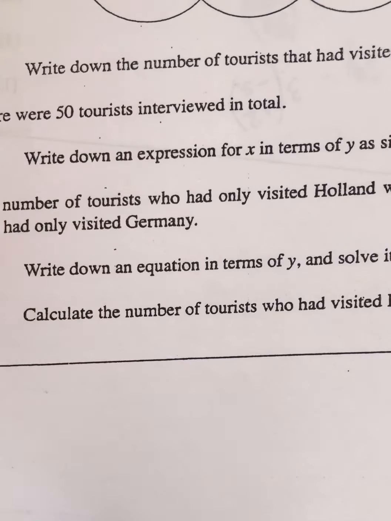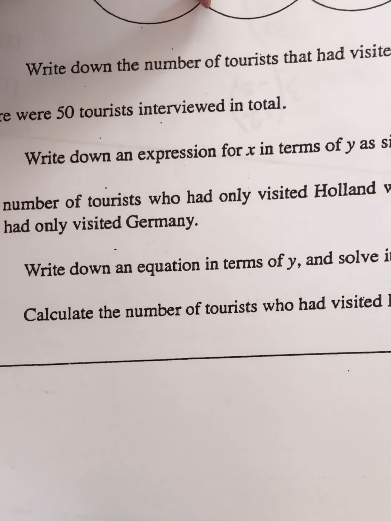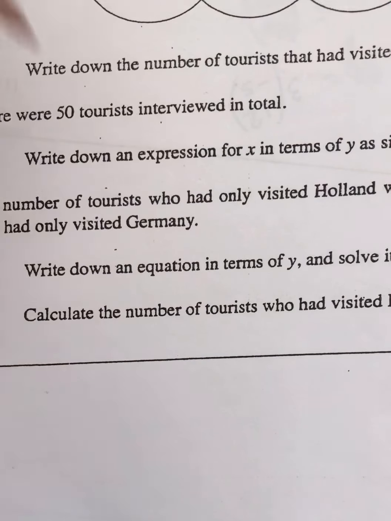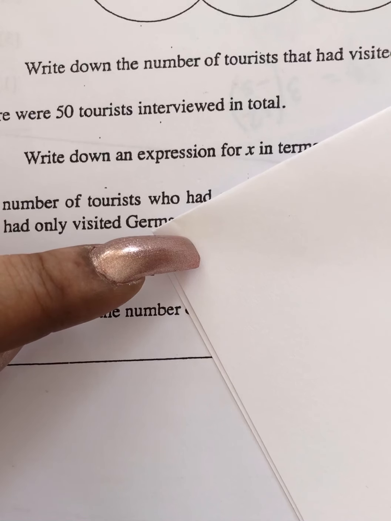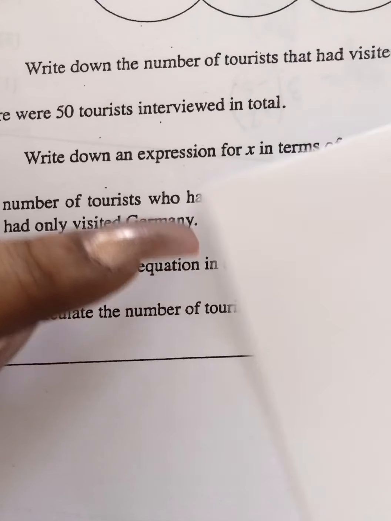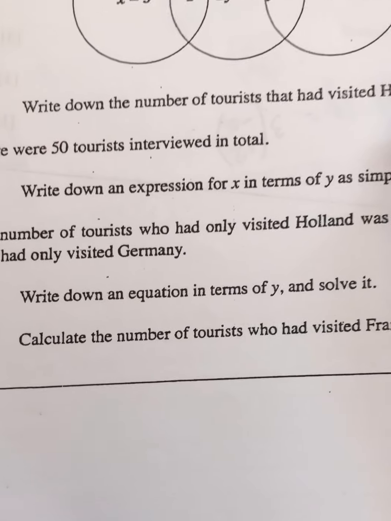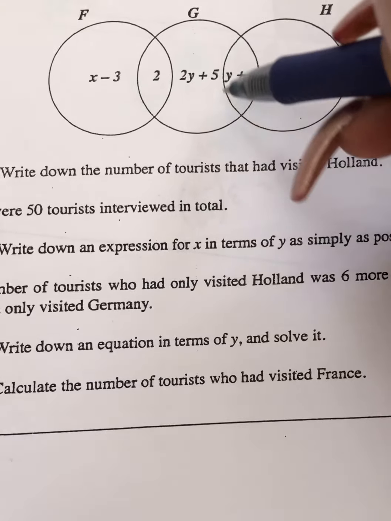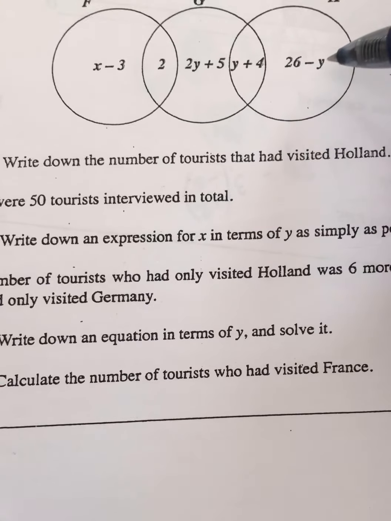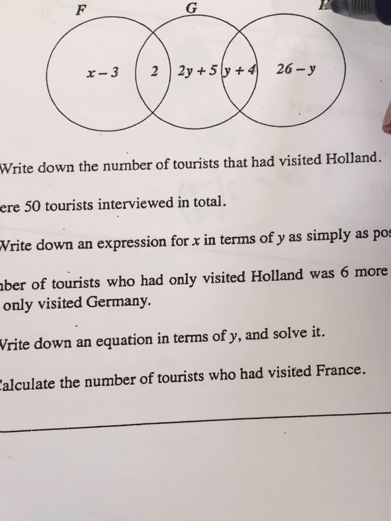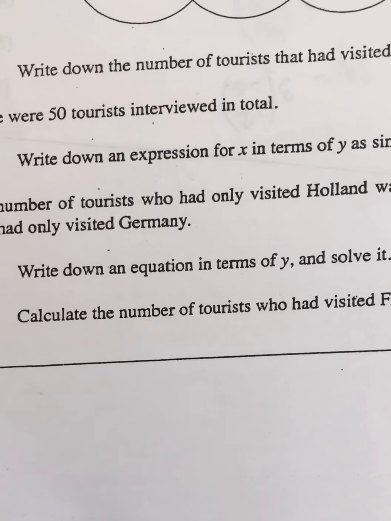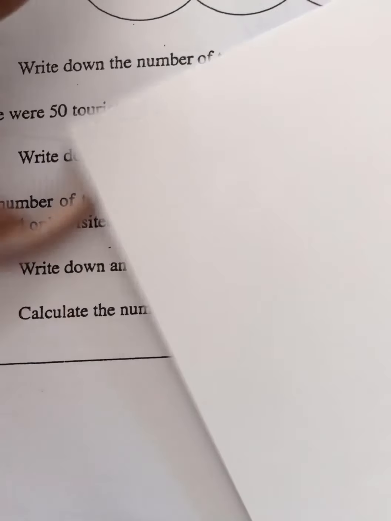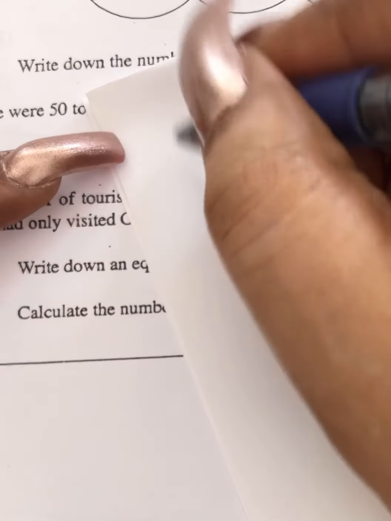Our first part. We want to write down an expression for the number of tourists who visited Holland. Holland is represented by H. Good? So this will be my Holland. So this part and this part, they both make up H, which is Holland. So I'm going to put them together, combine those two pieces and add them.